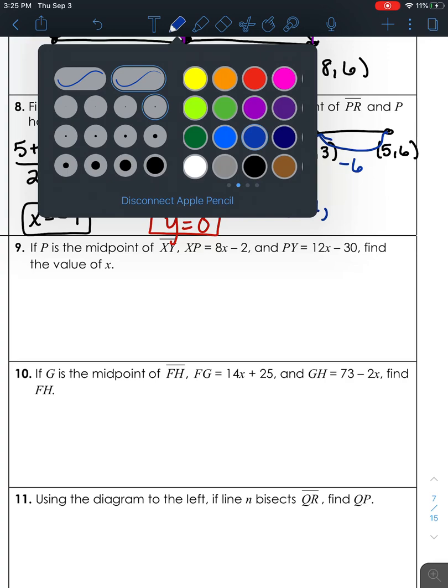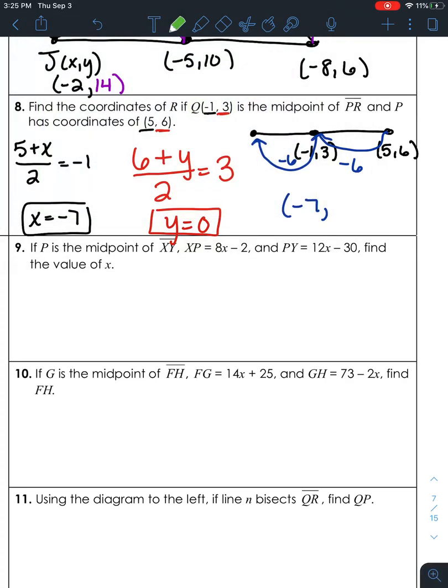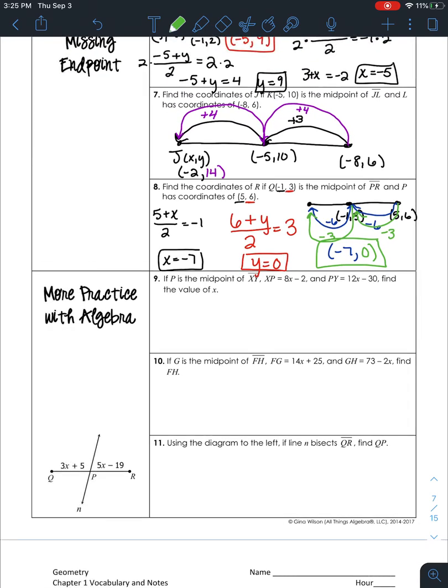We're going to do the same thing. Let's do light green. 6 to 3, I went down 3. 3 to my endpoint, I have to go down 3 again. 3 minus 3 is 0. Same answer, just different ways to do it.